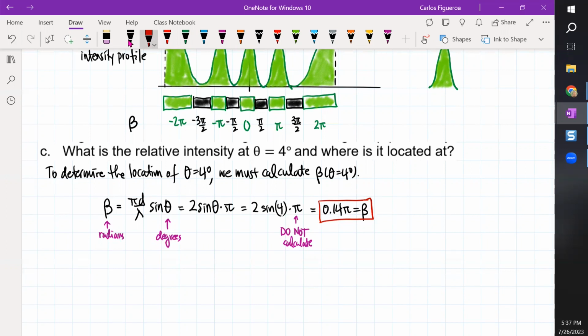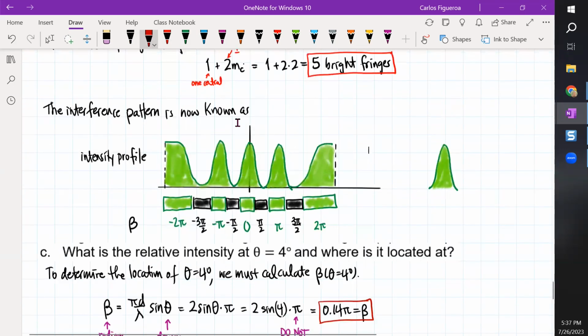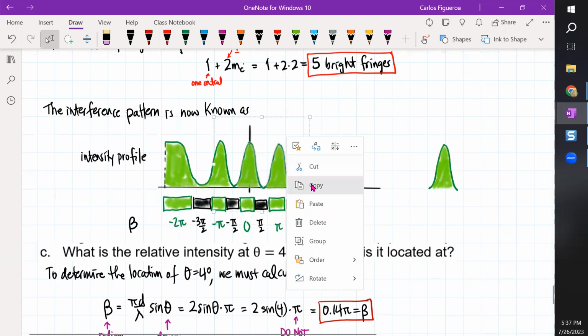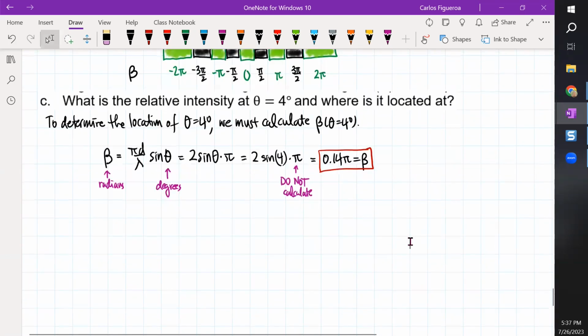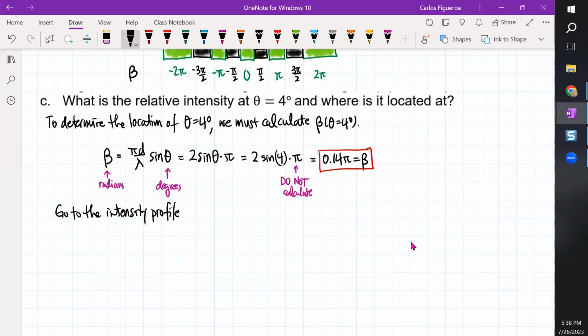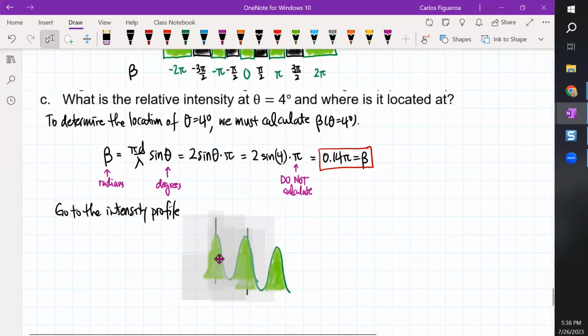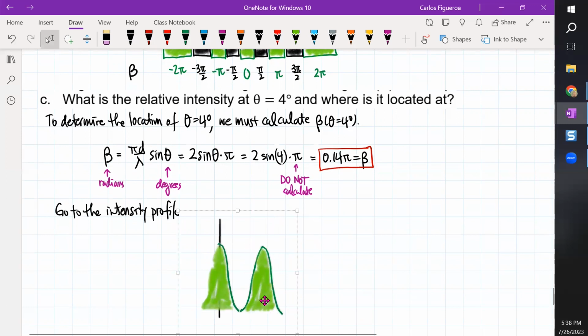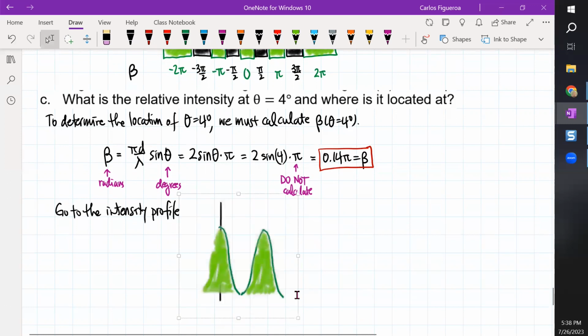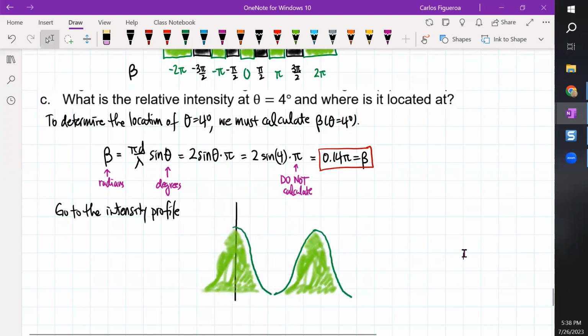So now I'm going to go to the intensity pattern. Look what I'm going to do here. I'm going to copy this. Let's see how this comes out. To expedite my process here, I'm going to go to the intensity plot, the intensity profile, and this is what I read. So what I'm going to do is modify it. In fact, I'm going to make this bigger so it's easier to actually look at.